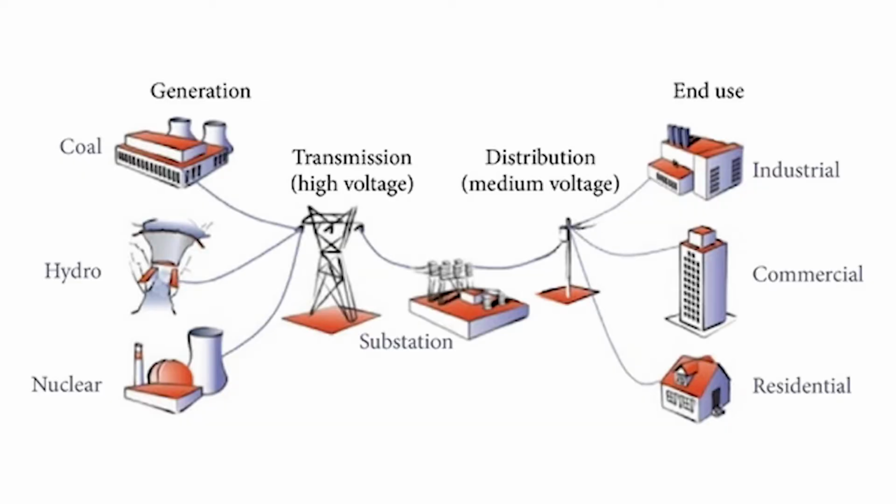In fact, within a grid, there are three main elements. We can think of each element as the steps electricity takes to get from the generator to our houses.